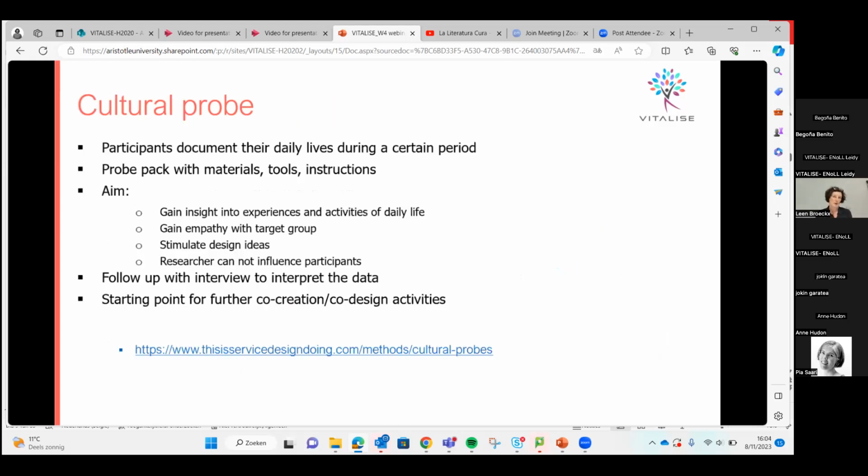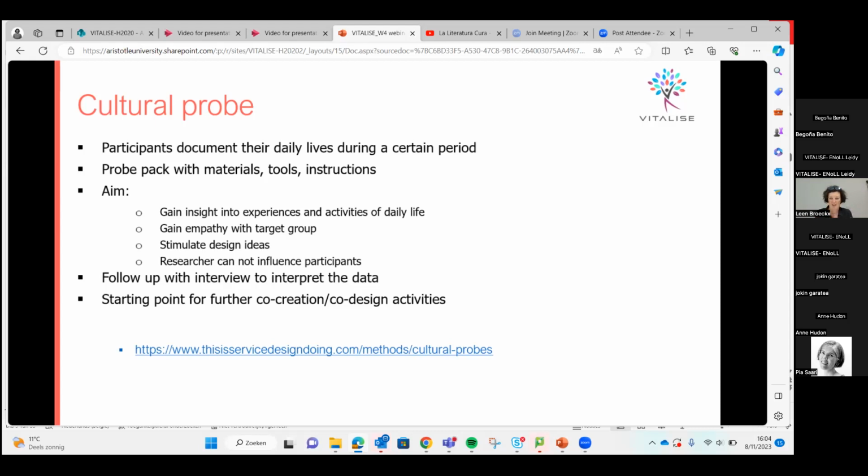What we also have good experience with, and is worthwhile trying, is sensitizing probes or cultural probes. That's where you ask participants to document their daily lives during a certain period. Could be 7 days, could be 2 weeks. We always try to keep the periods quite short, because it could be intensive for participants. So they get a toolkit, a probe pack with materials, some tools, and clear instructions.